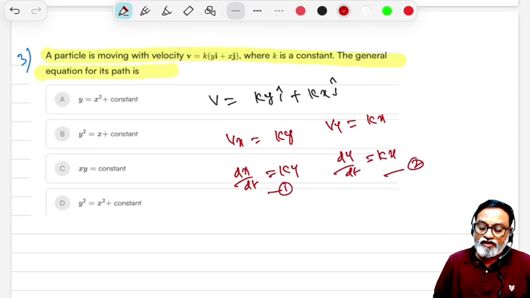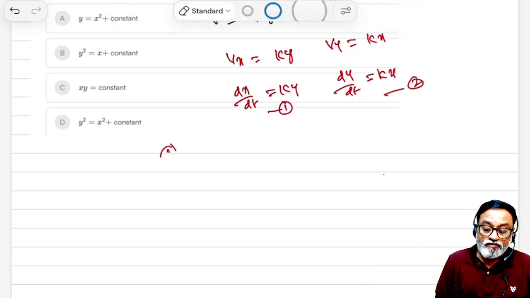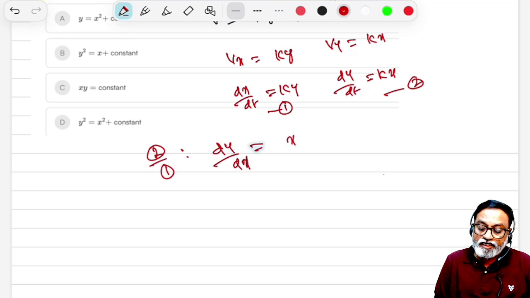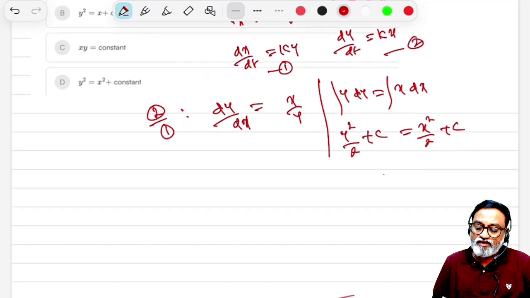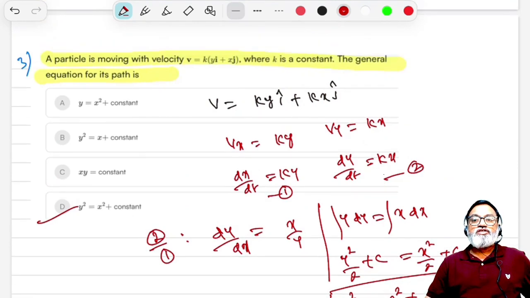Equation 2, equation 1. By dividing these two, 2 by 1, this becomes dy by dx. Dy by dx is equal to x by y. See, by cross multiplying, this is y dy is equal to x dx. Take integration on both sides. This becomes y square by 2 plus constant, x square by 2 plus constant. Finally, we can write y square is equal to x square plus constant. Therefore, this is the equation of trajectory. See, y square is equal to x square plus constant.